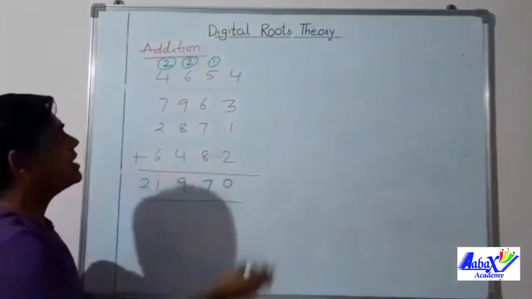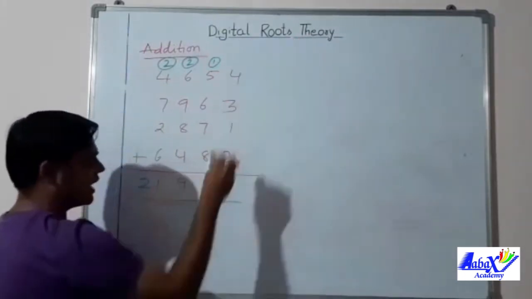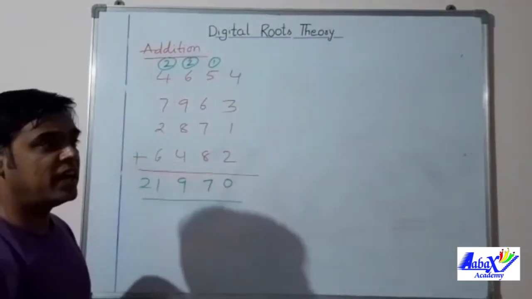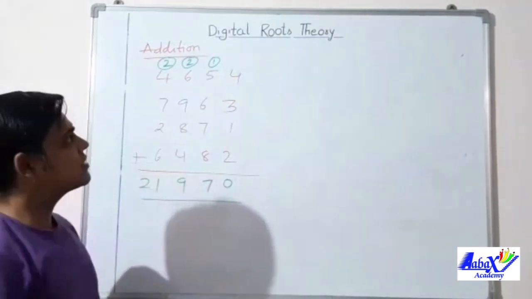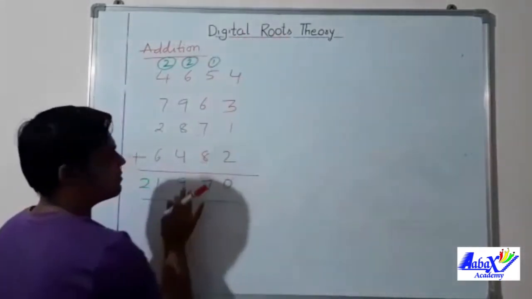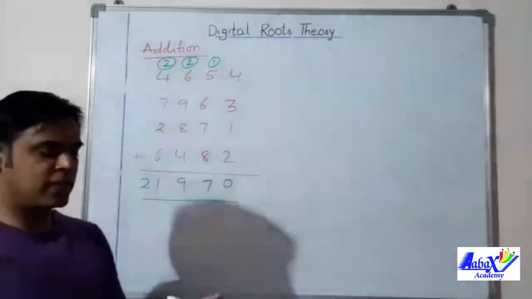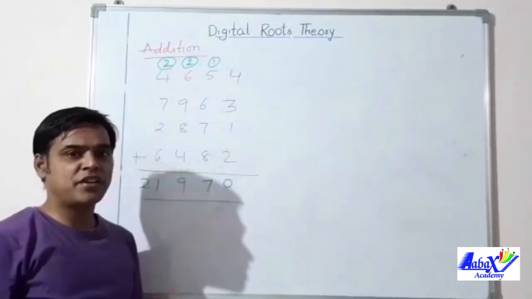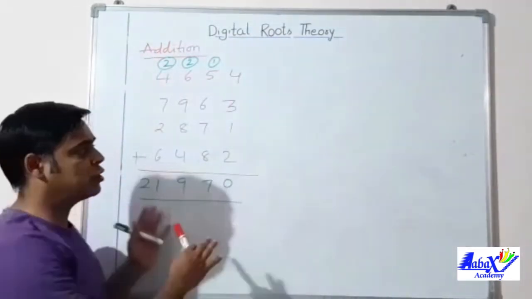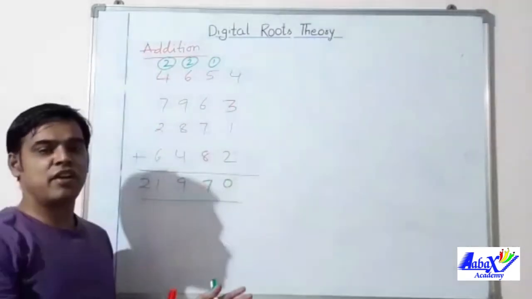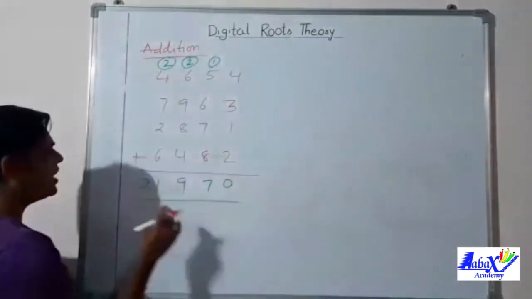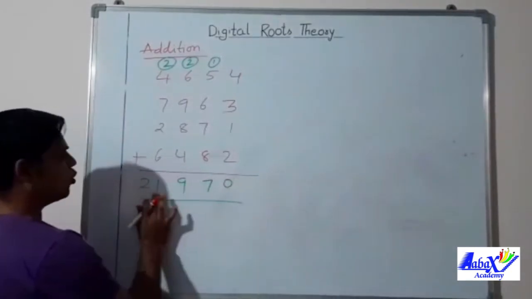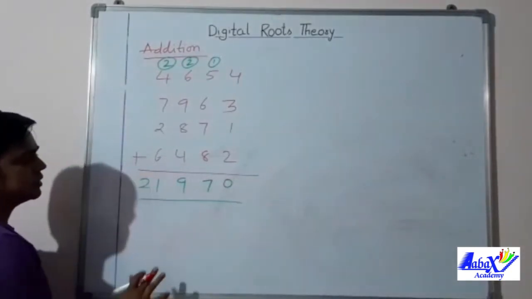Here, this digital root theory, we will link with this sum, and we will check whether the answer is correct or not. That is how digital root helps. Digital root helps in addition, subtraction and multiplication to check the answers, to verify whether this answer is correct or not. For that, find the digital root of this 21970.